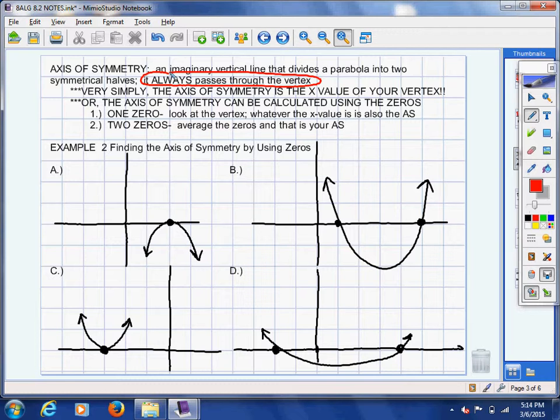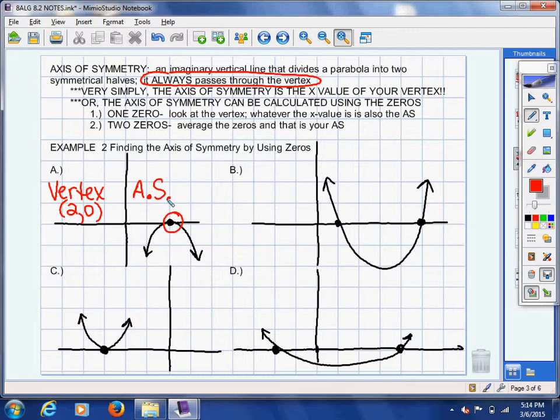So very simply, the axis of symmetry is the x value of your vertex. So like in letter A, if it's really clear what your vertex is, you see it, it is positive 2. Vertex is (2, 0). Then you can use your vertex to identify the axis of symmetry. Now I don't write out those words, I just shorthand it to AS. And AS is axis of symmetry.